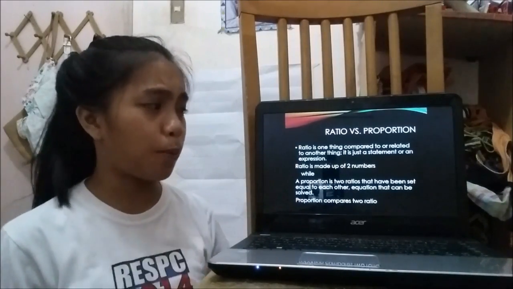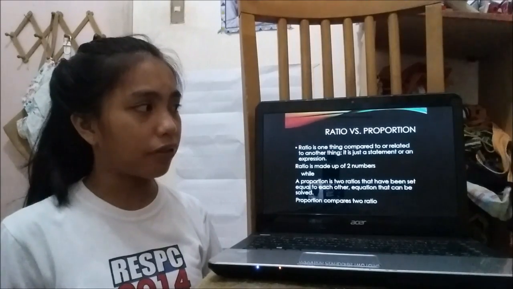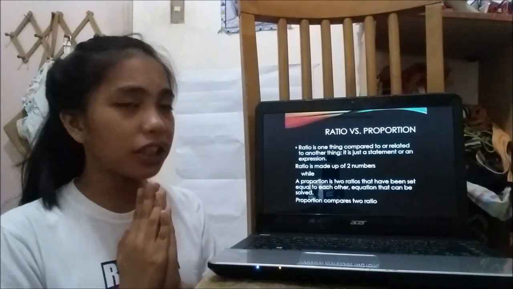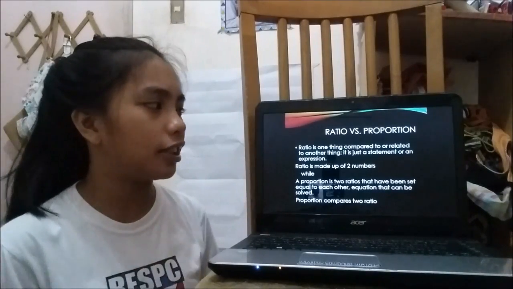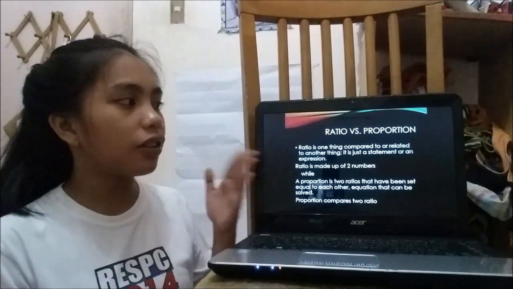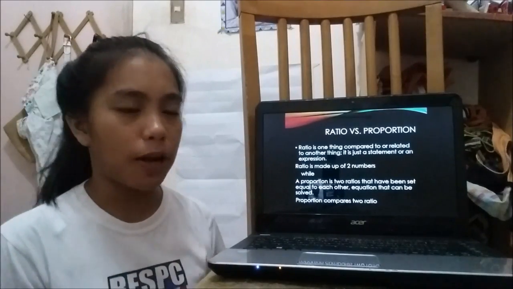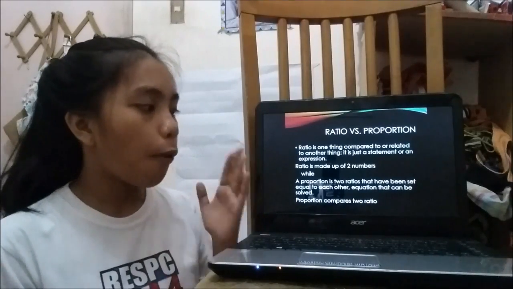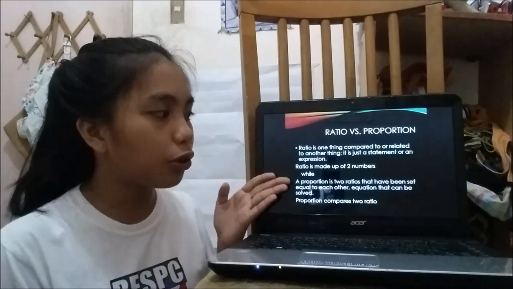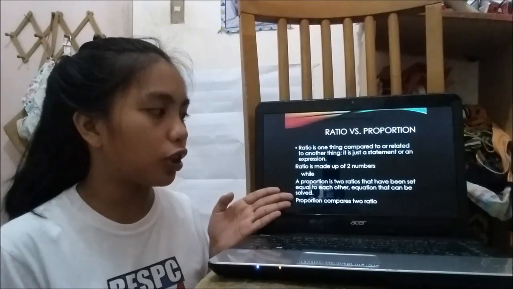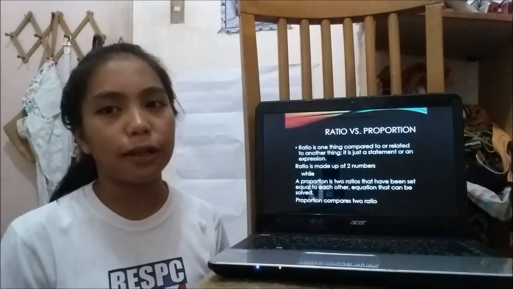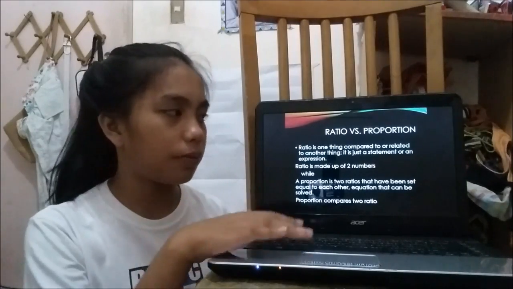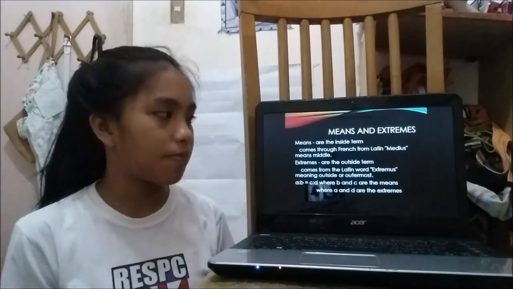Ratio versus proportion. Let us compare ratio and proportion. Ratio is one thing compared to or related to another thing. It is just a statement or an expression. A ratio is made up of two numbers, while a proportion is two ratios that have been set equal to each other, or an equation that can be solved. A proportion compares two ratios.